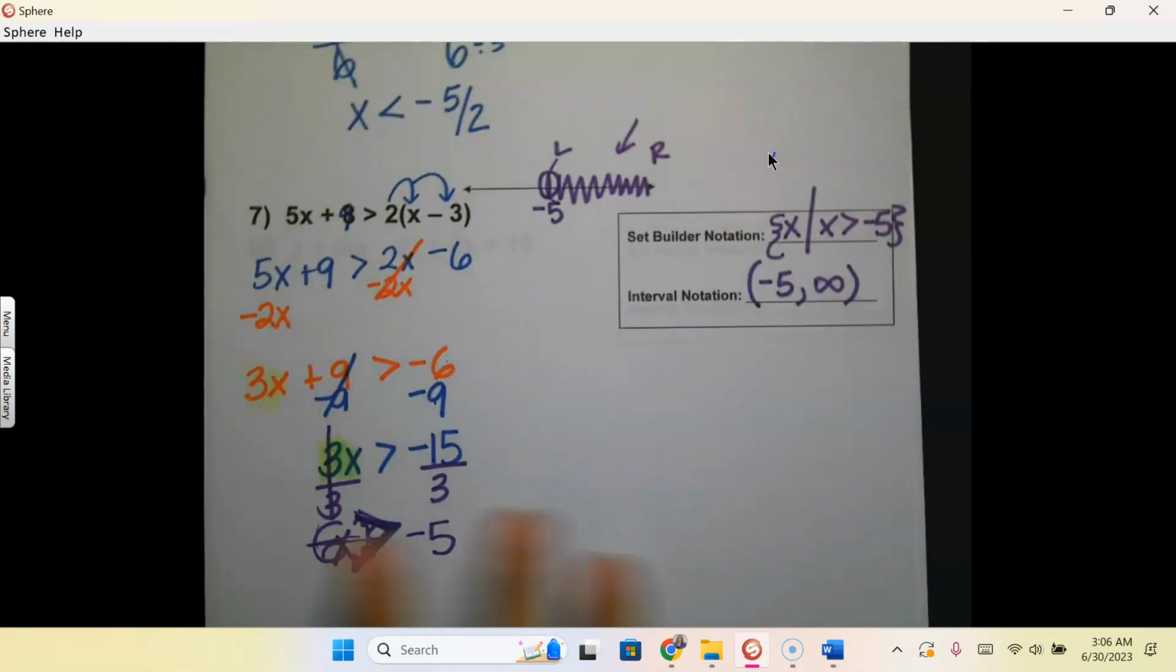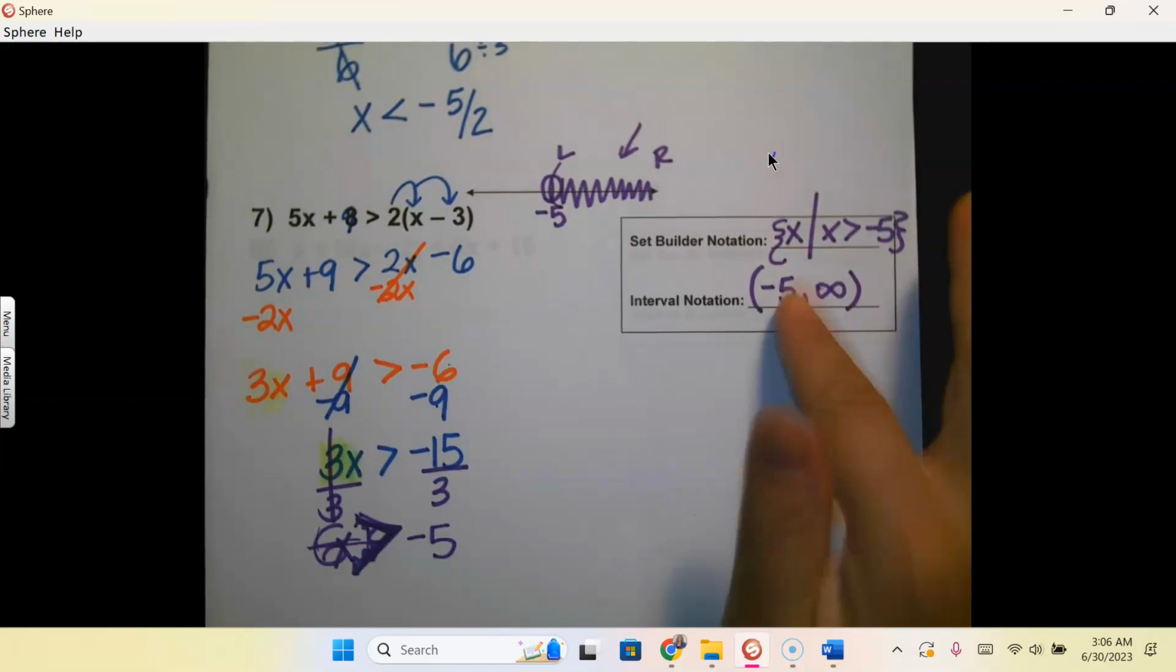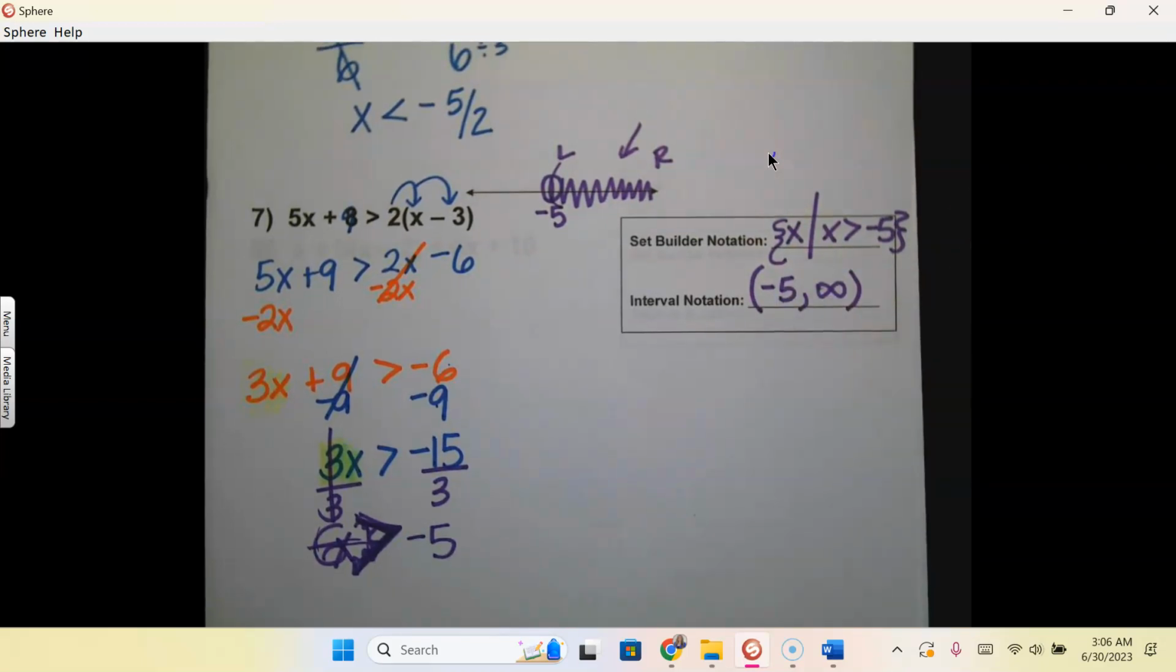So when you are doing your test or your homework, you may not have to write it both ways, so just read the directions and see what it asks for.